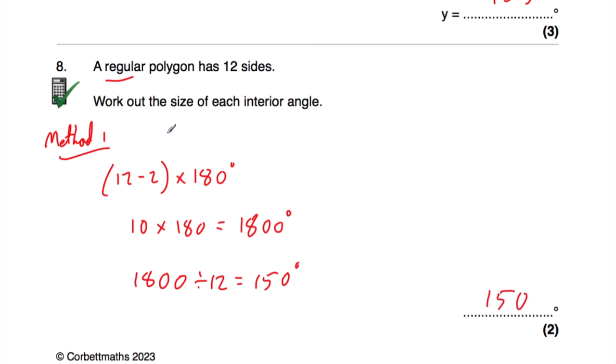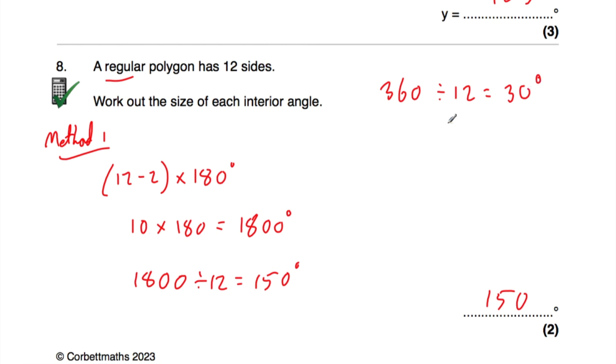So that's method one. There is another approach that is quite common, which I actually would use sometimes, and that is that instead of working out the size of the interior angle to begin with, you can work out the size of the exterior angle. And all of the exterior angles of any polygon will add up to be 360 degrees. So if we take 360 degrees and we divide that by 12, that will tell us the size of each exterior angle. And 360 divided by 12 is equal to 30 degrees. And because it's a regular polygon, each of the exterior angles are the same size, so each exterior angle is 30 degrees.